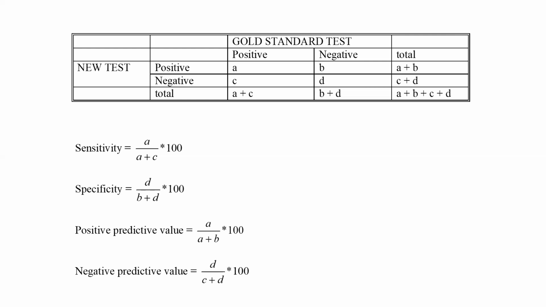If you want to identify more people, say there's a disease that is spreading very rapidly, missing a case will be a disaster. So in that case, what do you need? You need a test with more sensitivity, so you can identify more people.